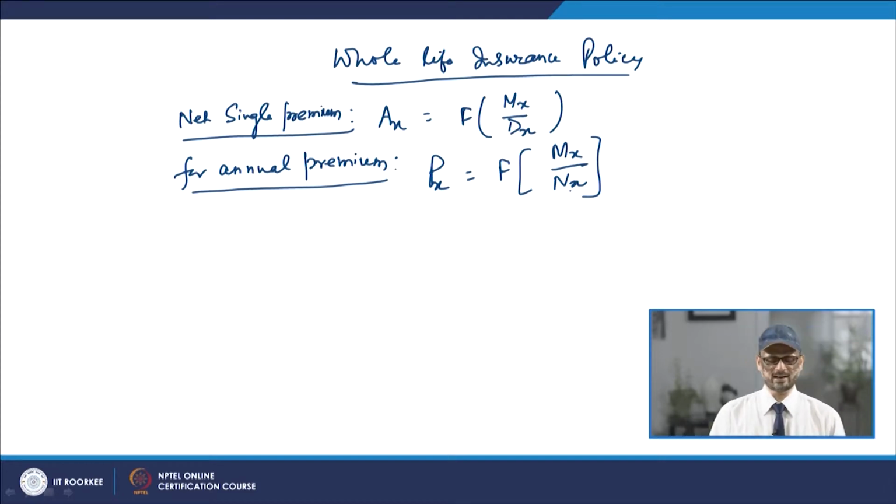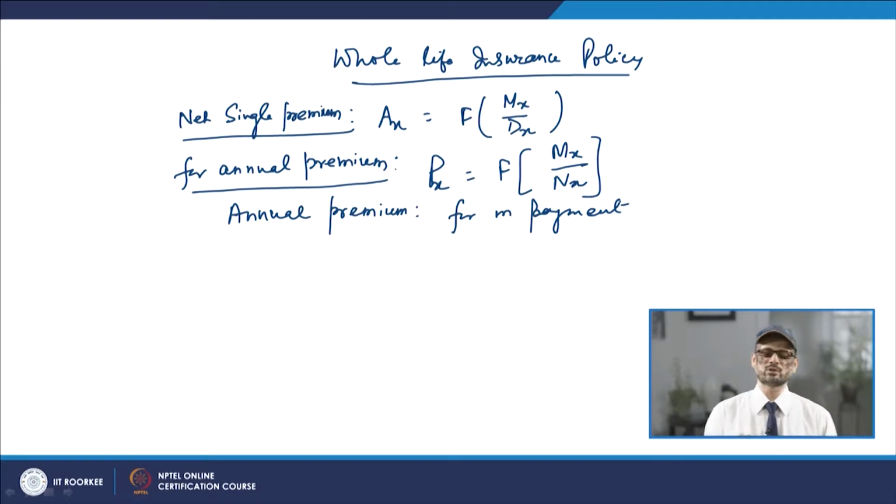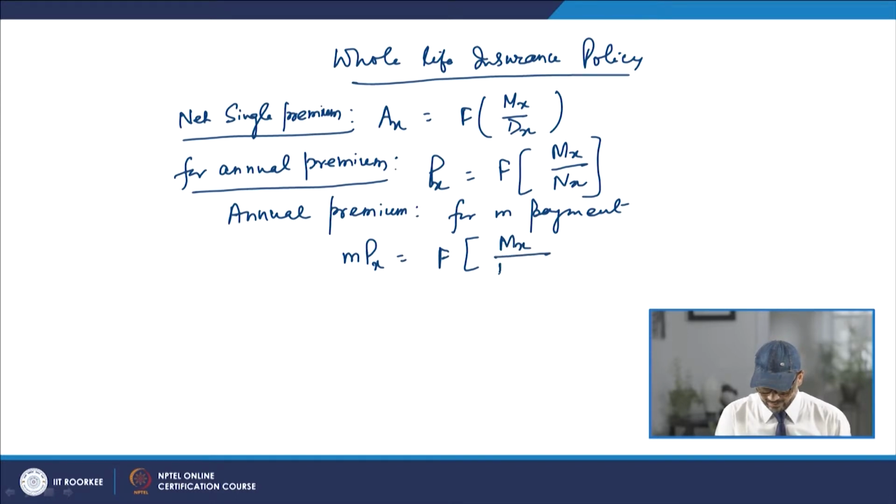Then many a times we are doing the annual premium on M payment basis. In that case the premium amount we call MPx, and this comes, for face value of F, as F into Mx divided by Nx minus N of x plus M. This way you can calculate the annual premium for the M payment basis.